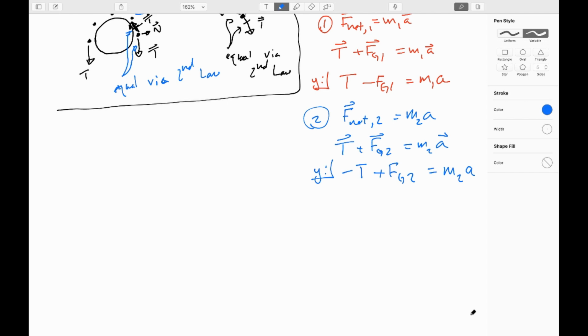So now that we've got it all set up and we've identified our tools, now we're just cranking on the answer. We're going to be doing some algebra for a bit here. We've got two equations and two unknowns. Our unknowns are A and T. And there are many ways that you can eliminate the tension between these two to get A, which is where I'm going to go first.